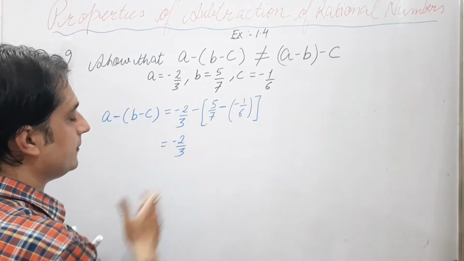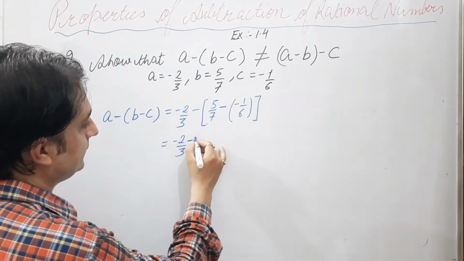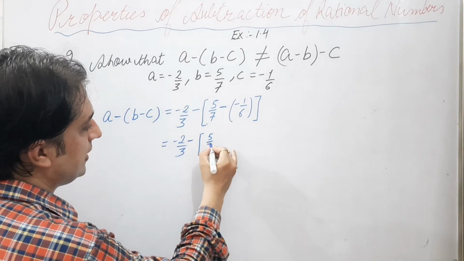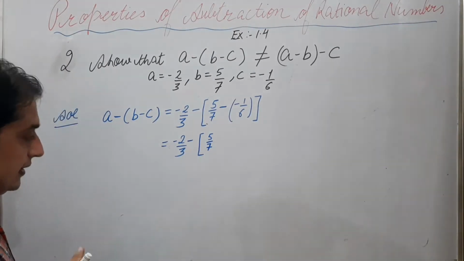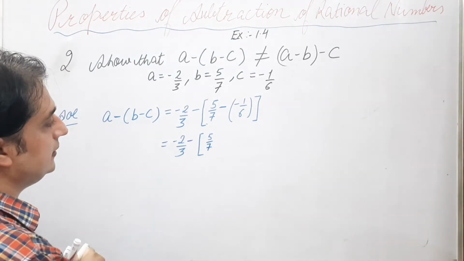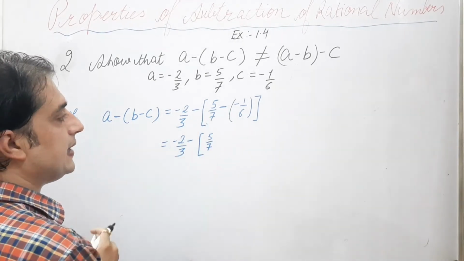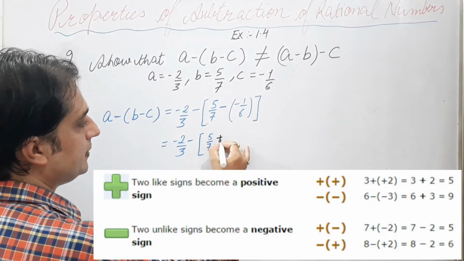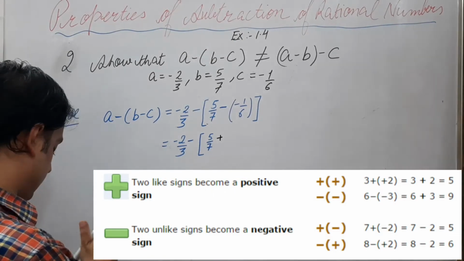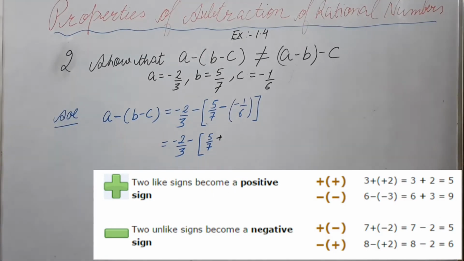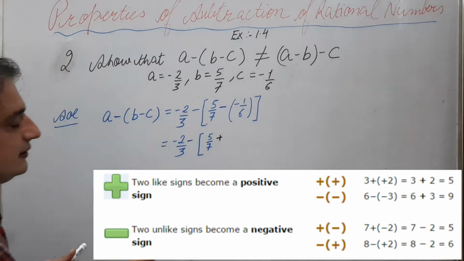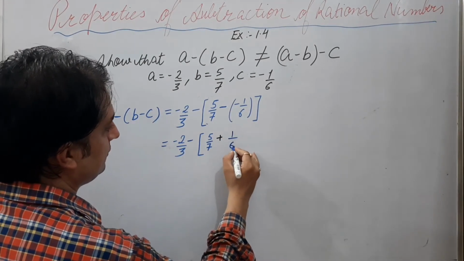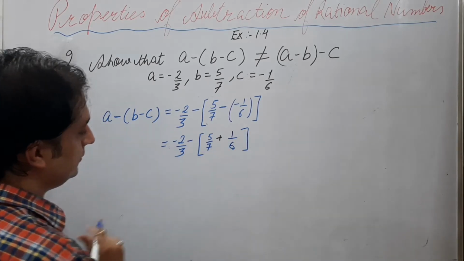So firstly, we will solve the bracket. So square bracket as it is. 5 upon 7. Here you will see the sign outside the bracket is negative and inside also negative. So minus minus plus. So minus plus. Right? And the c rational number is 1 upon 6. So close the bracket.